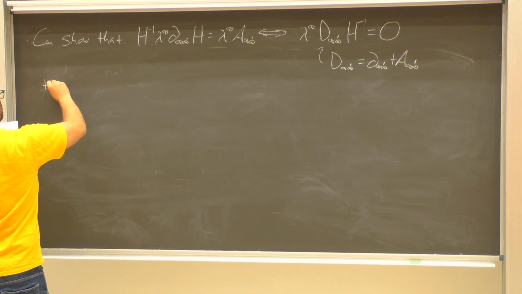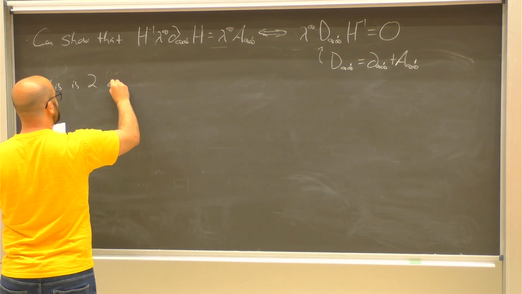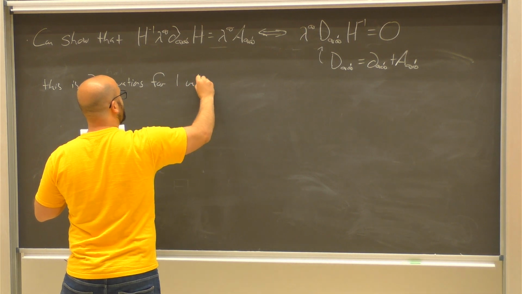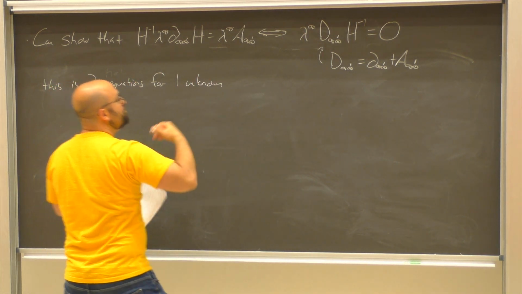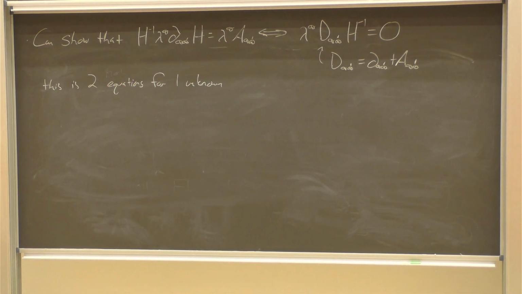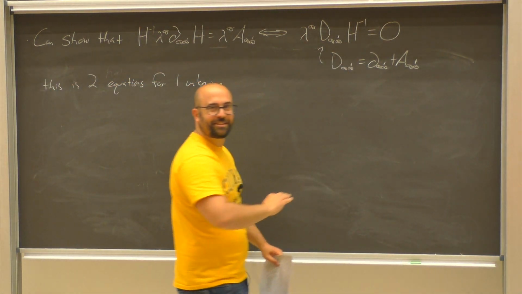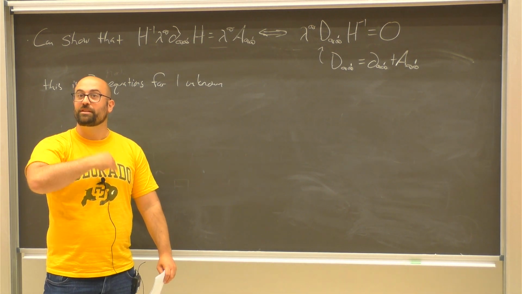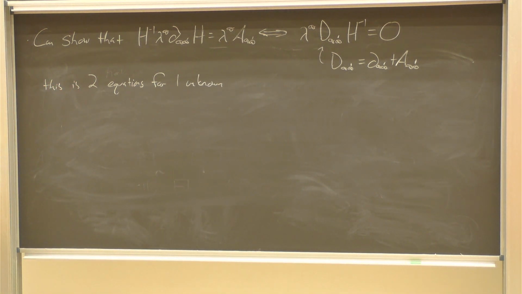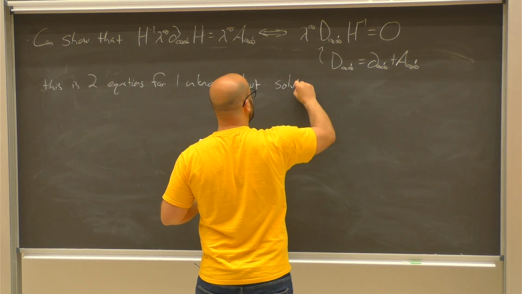And this is two equations for one unknown. Really, it's two matrix-valued equations for one matrix-valued unknown. So in principle, you could worry that it's an overdetermined system and there are no solutions. But we know that this H exists, so this equation has to obey an integrability condition. There's some Frobenius integrability condition associated with this equation. But we know that solutions exist.